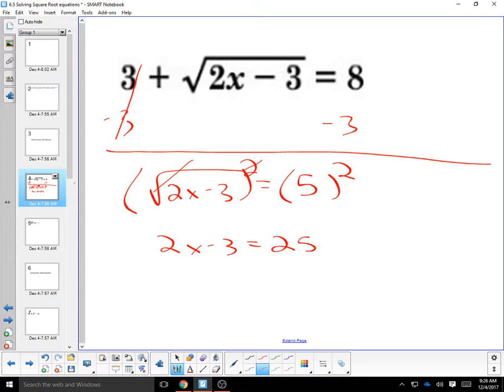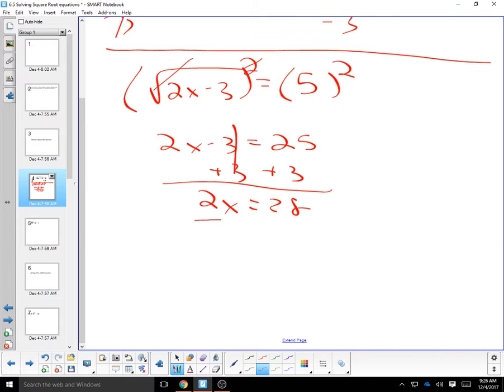And now I've got a simple 2-step equation. I'm going to add 3 using addition property of equality. I've got 2x is equal to 28. Division property of equality. x is equal to 14.